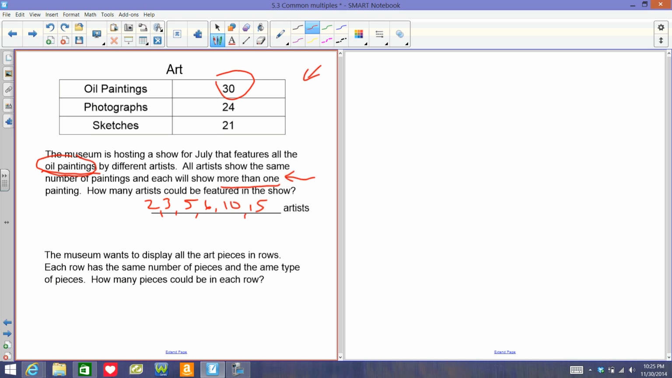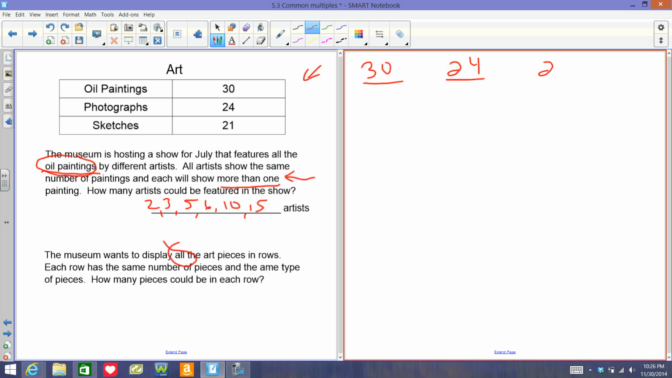The museum wants to display all the art pieces in rows. Each row is the same number of pieces and the same type of pieces. How many pieces could be in each row? Okay, now here's the second part of the problem that we need to figure out. All right, so now we're dealing with all of the numbers, right? It's saying all of the art pieces in a row, all of them, not just oil paintings. Now I've got all of them. So now I'm going to go back to finding factors. I have 30, I have 24, and I have 21.